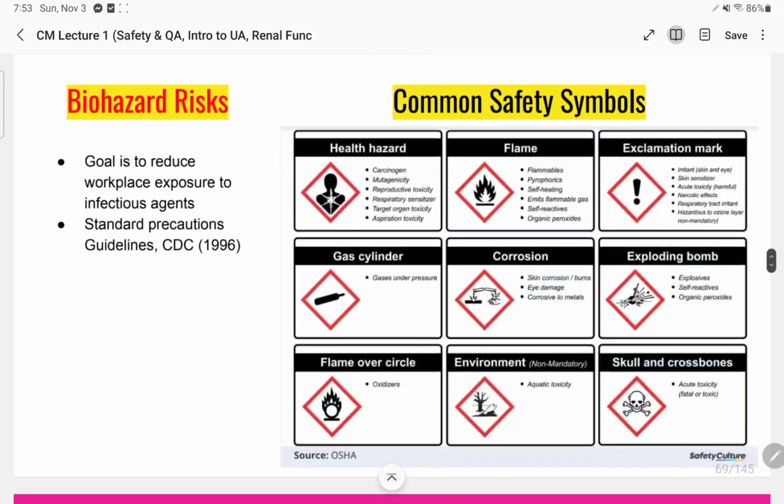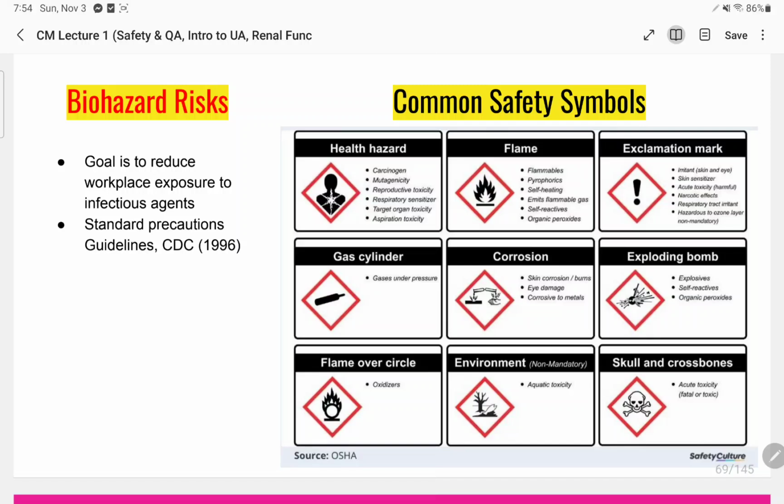Okay? So for your biohazard risks, so these are the goals of the CDC, and the goal of instituting your standard precaution guidelines is to reduce the exposure of the workplace to infectious agents or even any other hazards that may pose damage to an individual nga naa sa clinical laboratory. So also these are the common safety symbols that we see in the laboratory, of course sa itong mga chemicals or sa itong mga butang din ha.